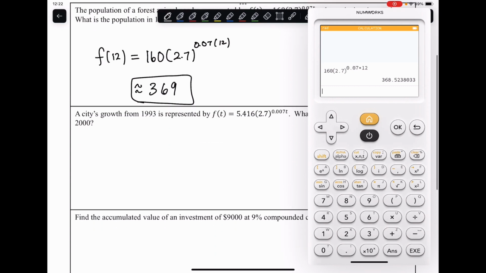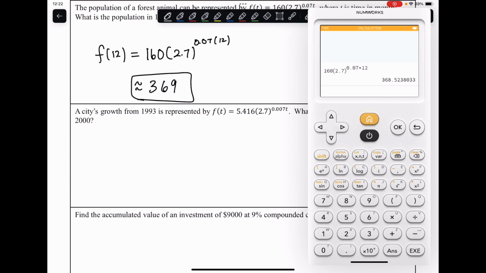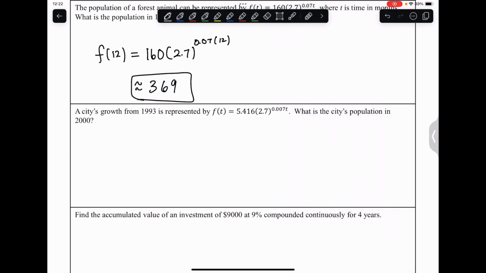So for the second example, the same thing. The city's growth from 1997 is represented by this function here, where this value is in millions, 5.4 million people. Let me move this out of the way. What is the city's population in the year 2000? So from 1997 to 2000, that means that their time is going to be 7 years. So we're going to evaluate f of 7. And let's see what that's going to approximate to.